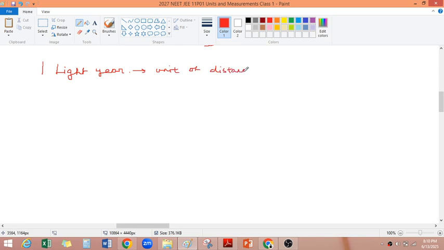Okay, how do you define it? Is that so difficult? It's very simple. Distance covered by light in 1 year. That is what is called 1 light year.